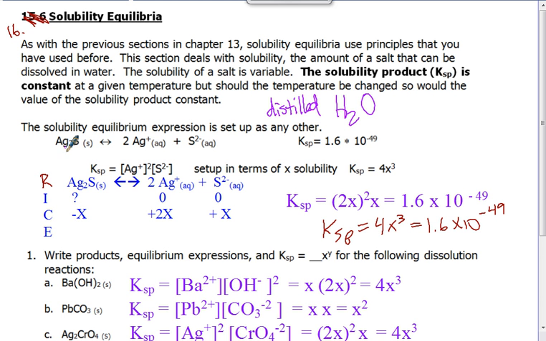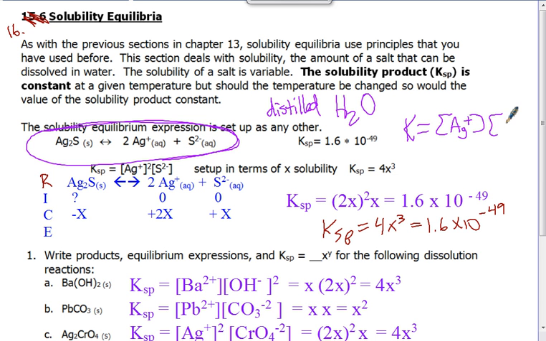Because it's Ag2S, there's 2 silvers given off. So there's 2 quantities of silver added to the water. And there's 1 sulfur given off, 1 quantity of sulfur added to the water. What would the equilibrium expression look like for that reaction? Let's write the expression down. It would be K, products are silver and sulfur.